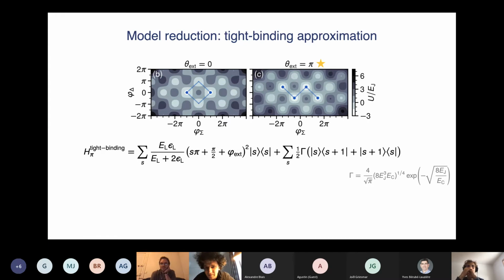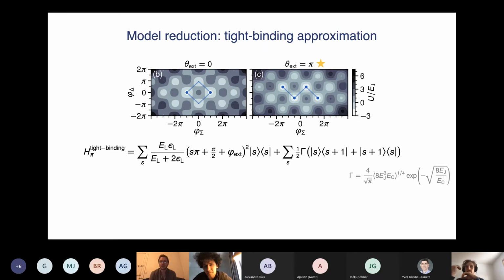Yes. So the rate gamma that you're showing here, it seems like it comes from some WKB approximation. So do you expect this to actually be exactly this or vary a little bit with extra tunneling?